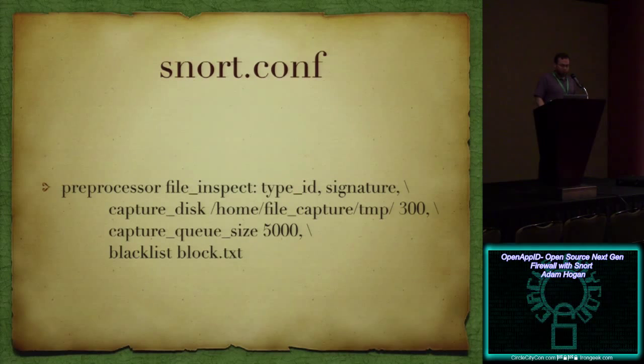And then we can add another preprocessor for file inspect. We can say I want to track file type and signature, and then give it the directory where you want to store files. The 300 there is how much space I want to set aside for that. In this case, never use more than 300 megs for storing these files. If you hit that, then let's start deleting older ones so we don't have to worry about it. I can set the queue size, how many files we'll be working on at any time, and if I give it the blacklist, block.txt or whatever file it is, it will read that file. If there are any SHA-256s in there, it will block those files as we figure out the signature.